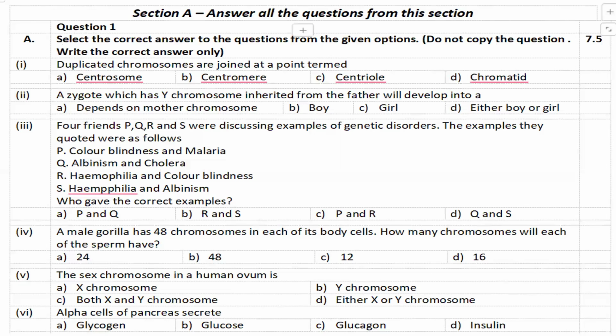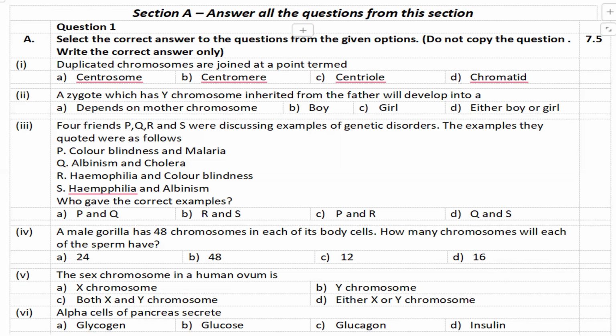Hello. Okay, let's start. So section A, answer all the questions from this section. In your papers, there will be two sections. Section A will be having question 1 and question 2. So you have to answer all the questions from this section. And section B, you have to answer any four.